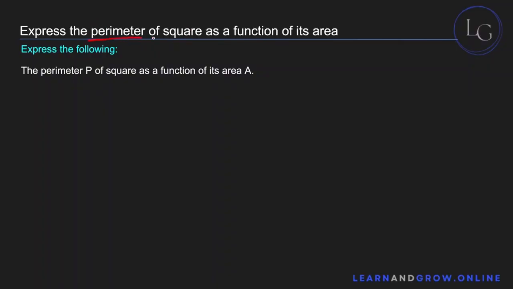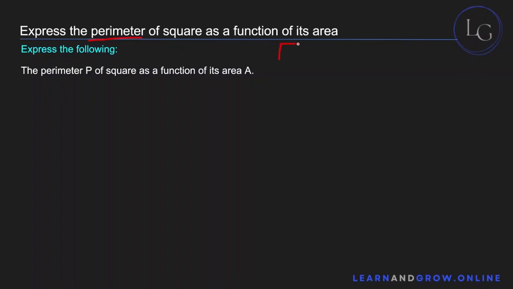Now let's express the perimeter of a square as a function of its area. This is a question that is asked a lot in, to be honest, most exams, like in most entrance examinations and even in the SAT and the ACT. It's a very common question because everybody is familiar with the perimeter of a square. It's just the total length of the sides of the square.